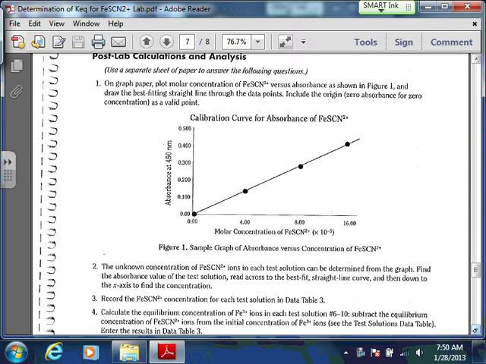Once you have all your data, you are going to graph the concentration. See, I picked the wrong axes here. It's concentration on the x-axis and the absorbance on the y-axis. And what you're going to do here is a graph using your reference concentrations.